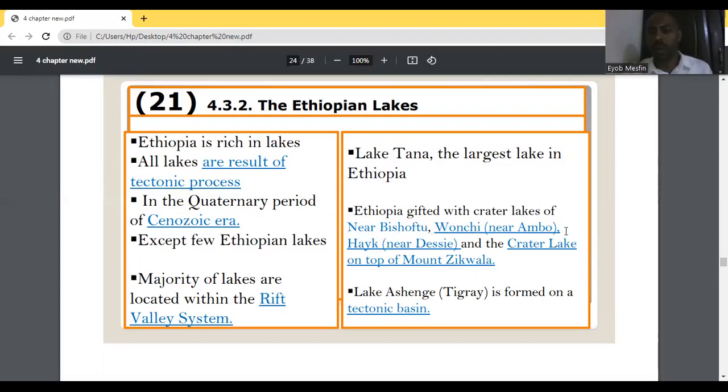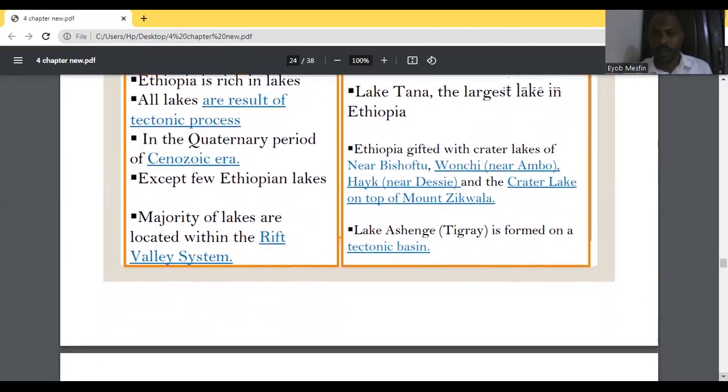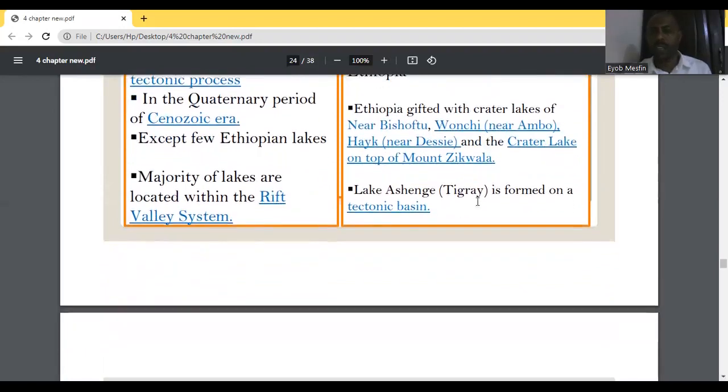Wonchi near Ambo, and there is also a lake at the top of Zuqala Mountain, next to the Adama and Debre Zeyit areas. So this is Lake Ashenge, and also the other lakes, the Highland Lakes, which are found in Tigray.